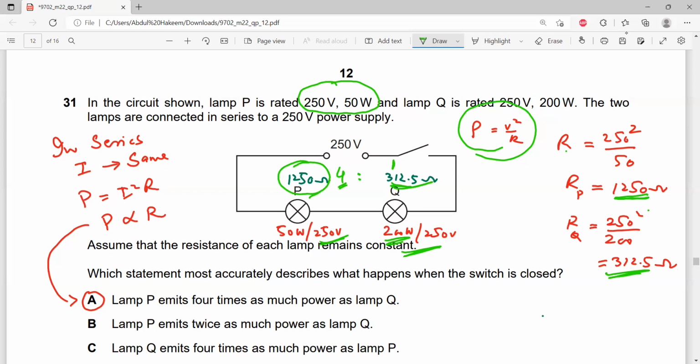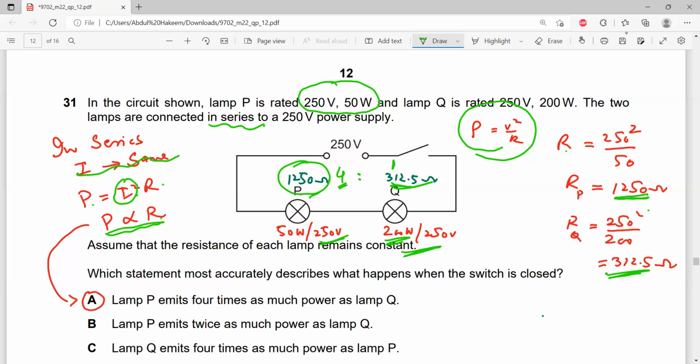Now, both are connected in series. Here it's mentioned. So in series, current remains the same. So power is equal to I squared R. When the current is the same in series, power totally depends on the resistance. It means the power is directly proportional to R.